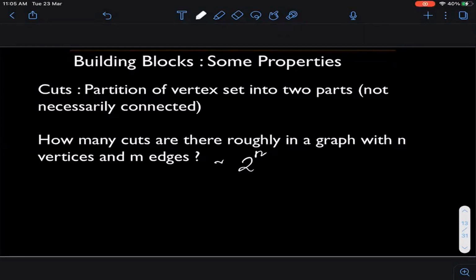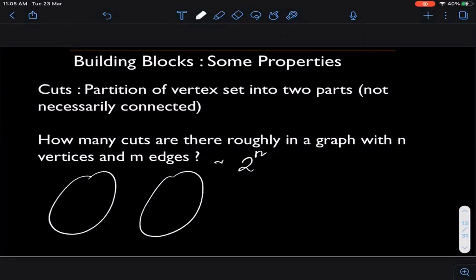So how do I make a cut? Think about these two sides as two buckets, and each of your vertices is a ball. You are throwing the ball either on the left hand side or on the right hand side. So for each ball, you have two options. How many options do you have in all? The total number of options is 2 to the n.